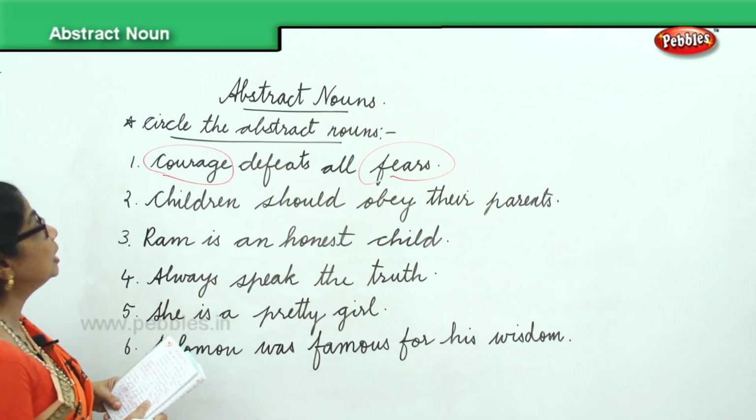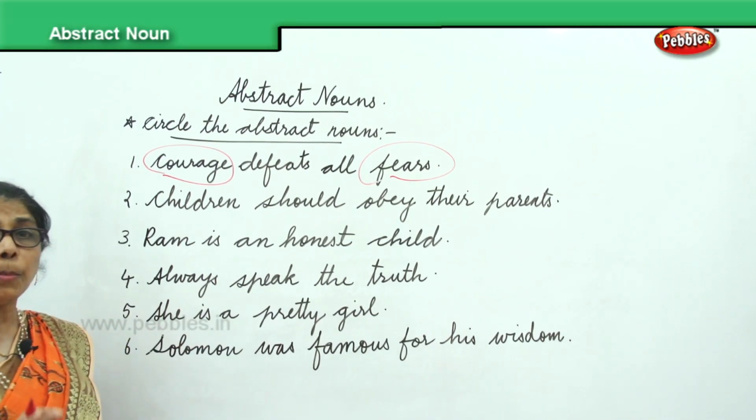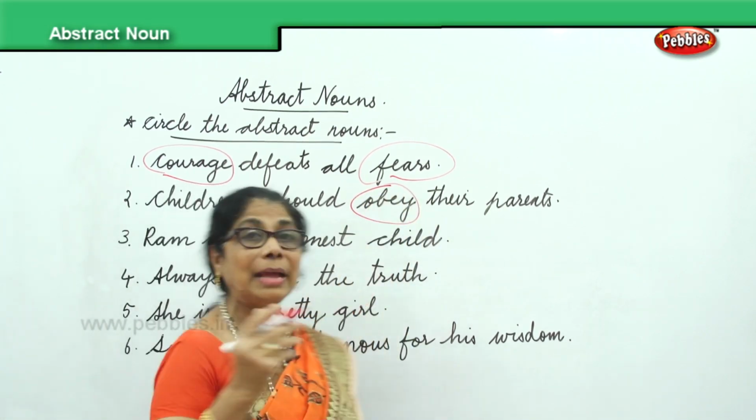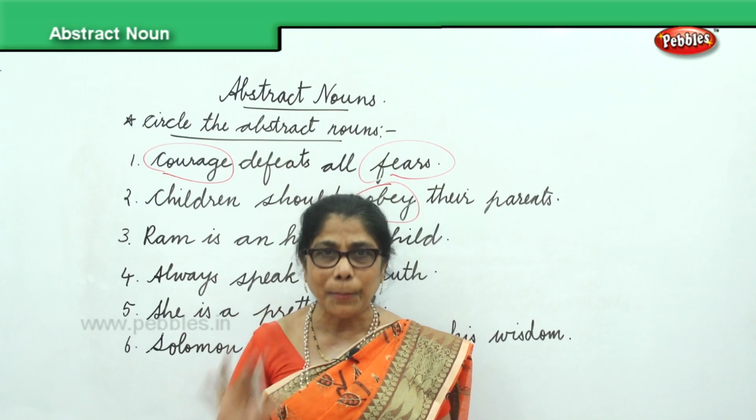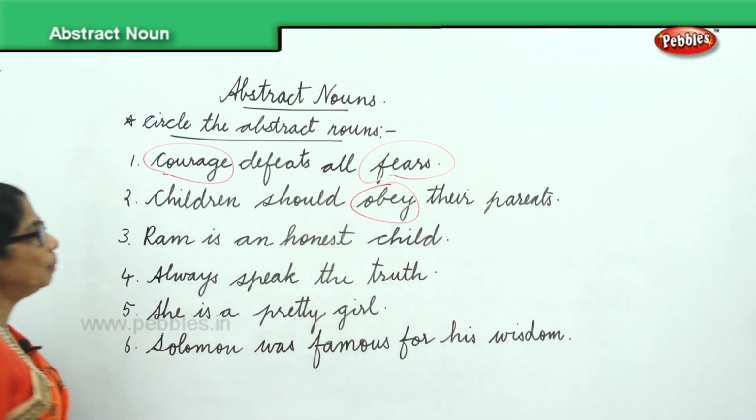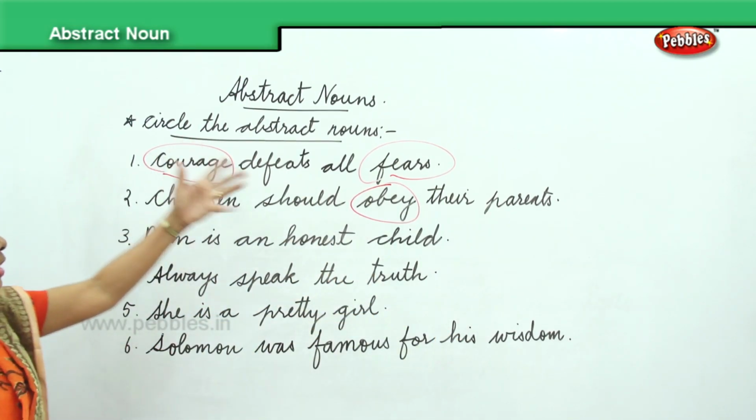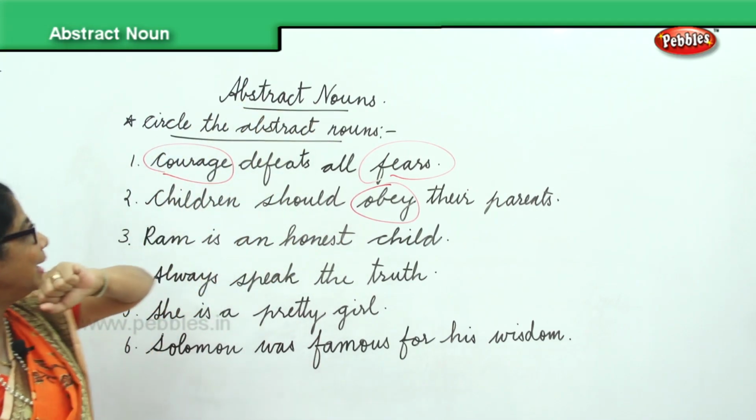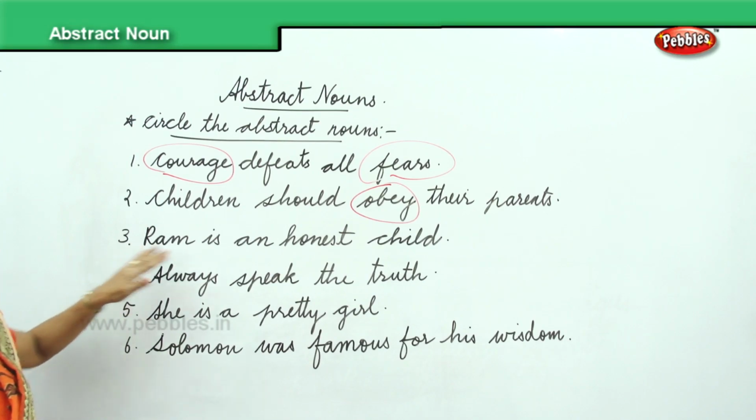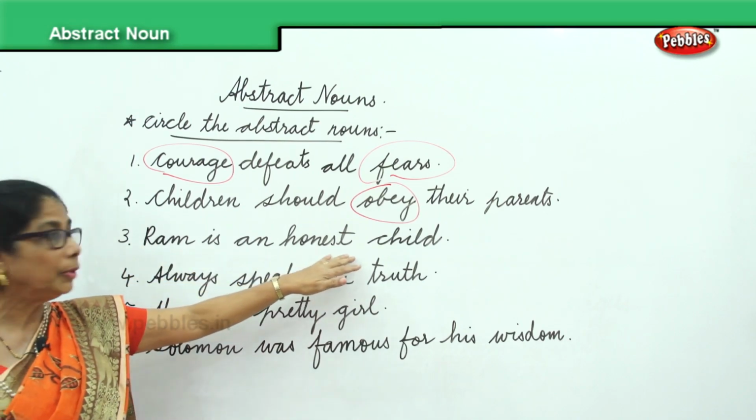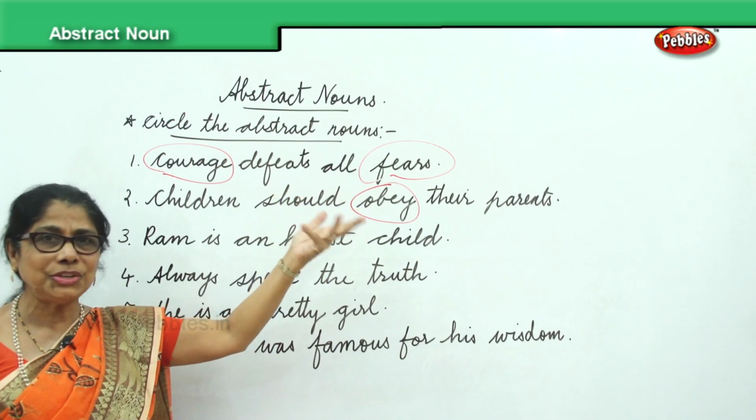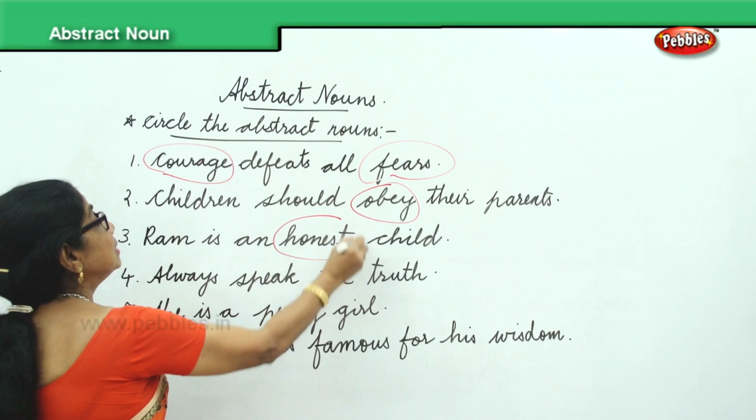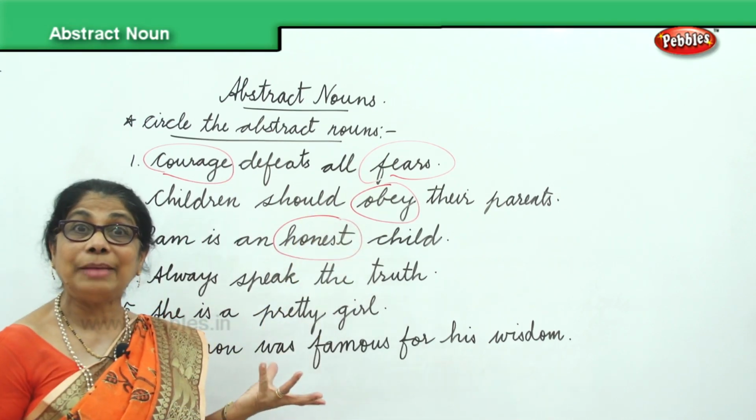Next sentence we have is, children should obey. Obedience, we expect from children. Obey is an abstract noun. We have to obey, do what is told by their parents. So, courage, fear, obey, all these are abstract nouns. Now, let's look at the third one. Ram is an honest boy, honest child. Honesty. Can you see honesty? No. It's a quality again. Honest child. That's an abstract noun.